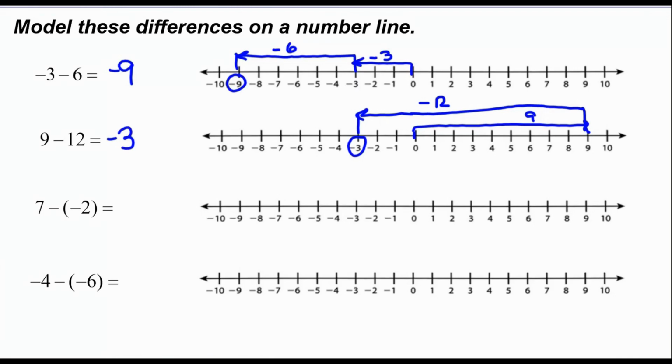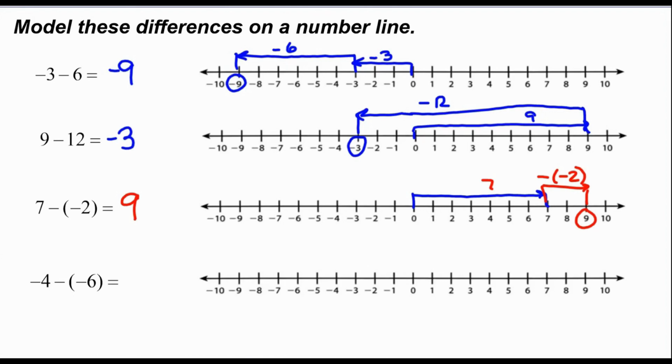Next one, 7 minus negative 2. So I'm going to, again, start at 7 on my number line, and now I'm decreasing it by negative 2. So I'm taking a negative away, so that's actually going to increase the value by 2. Take negative 2 away. So 7 minus negative 2 actually puts me at a positive 9. That's going to increase the value. That's like 7 plus 2.